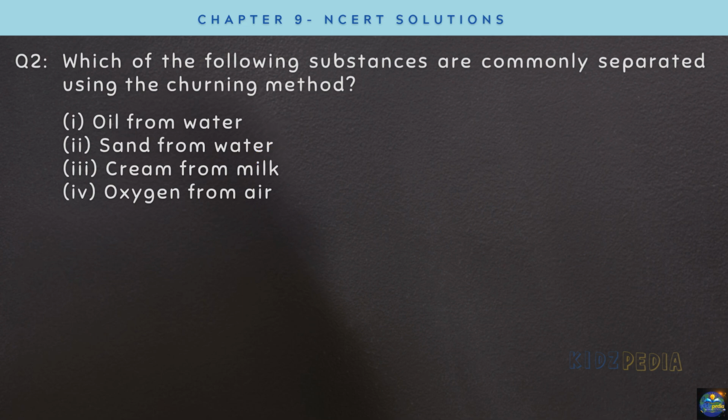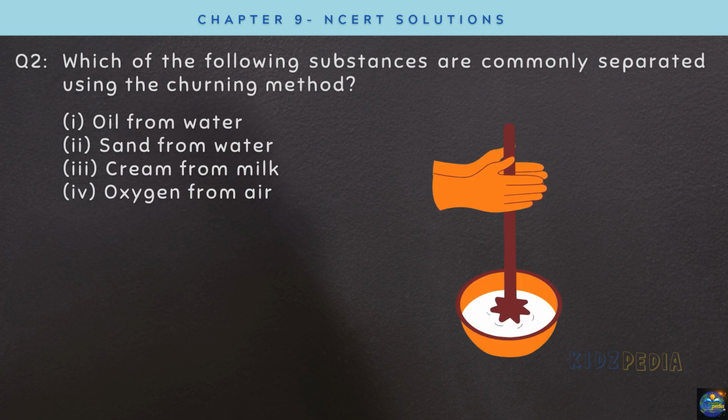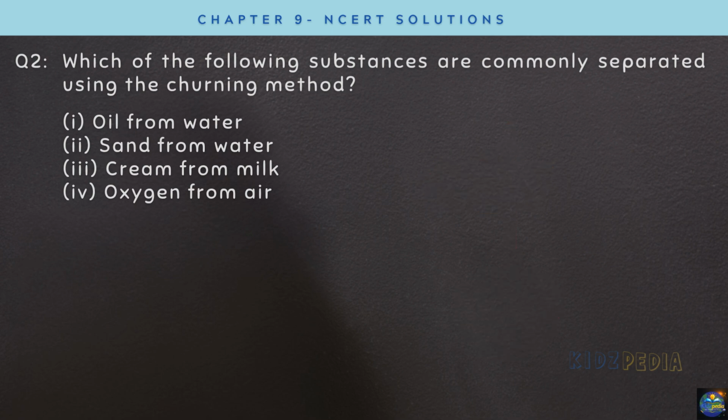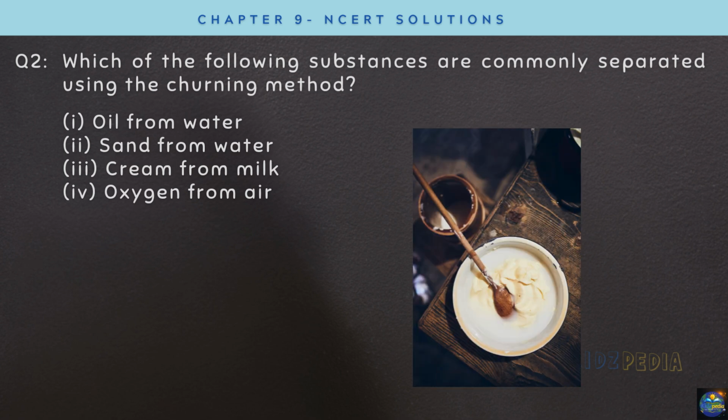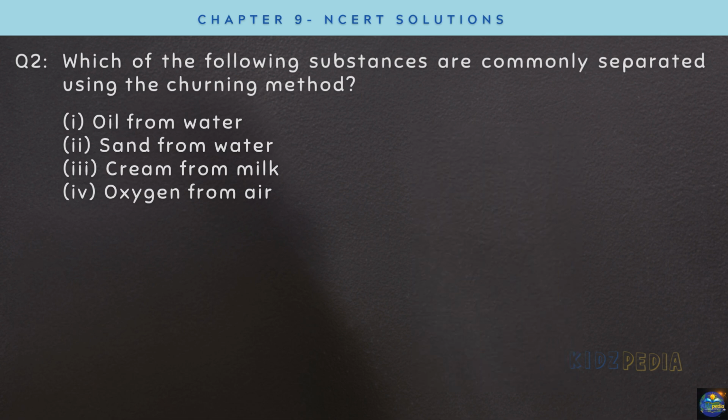And option 3, cream from milk. Churning is a method in which milk or curd is stirred continuously using a churner or mixer. During this process, the fat particles come together and separate from the liquid, forming cream or butter. This method is commonly used at home to separate butter from curd. Option 4, oxygen from air. Churning cannot separate gases from air. So, the correct answer is option 3, cream from milk.